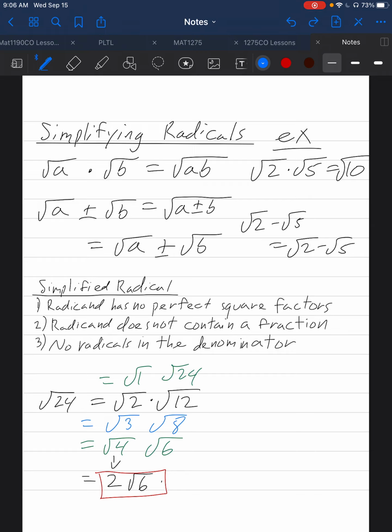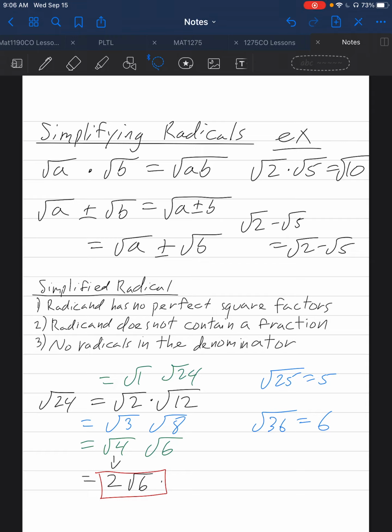So simplifying radicals. A radical number, such as radical 25, can simplify to a whole number of 5. Radical 36 can simplify to a whole number of 6. But what about something like radical 24? 24 is not a perfect square. Does that mean it can't be simplified? Well, the answer is no, it still can be simplified.